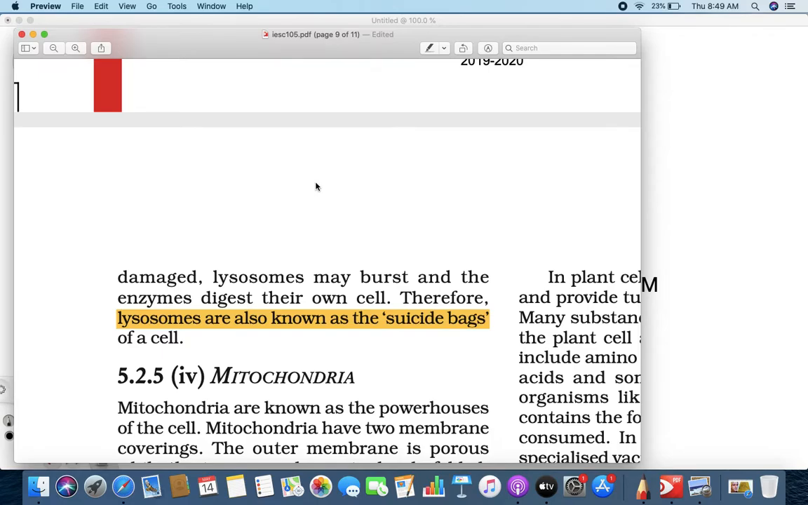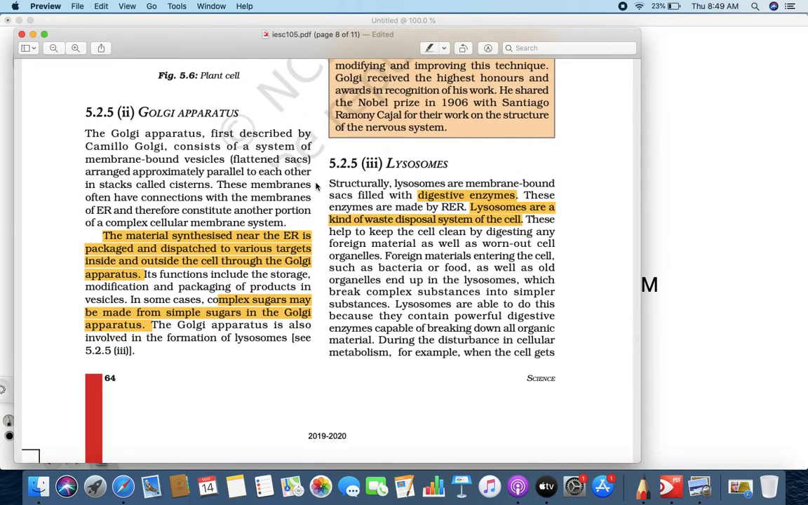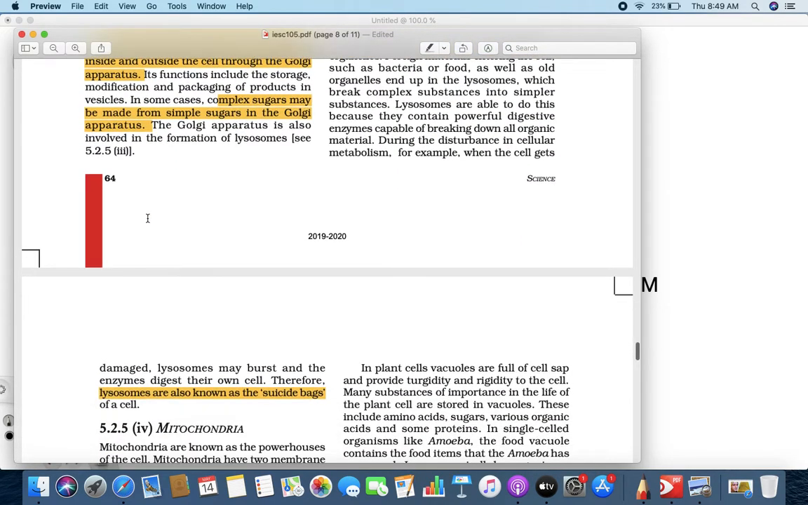So what did you understand about lysosomes? These enzymes are made by the rough endoplasmic reticulum. It is the cleaning and waste disposal system. It cleans foreign material like bacteria or food and even old organelles, right? It has very powerful digestive enzymes, and during such a process, if it feels that the cell is getting damaged, it bursts itself and digests its own cell. Therefore, lysosomes are also known as suicide bags.